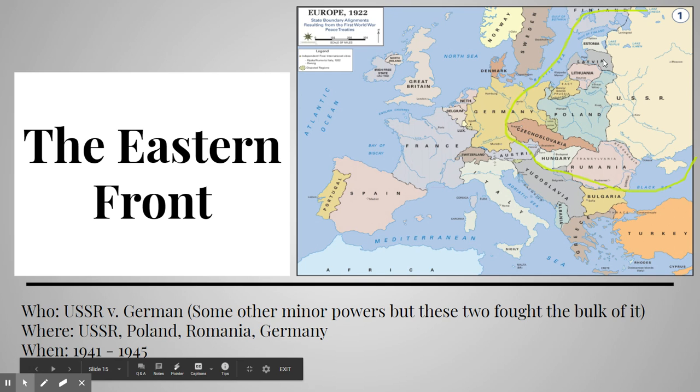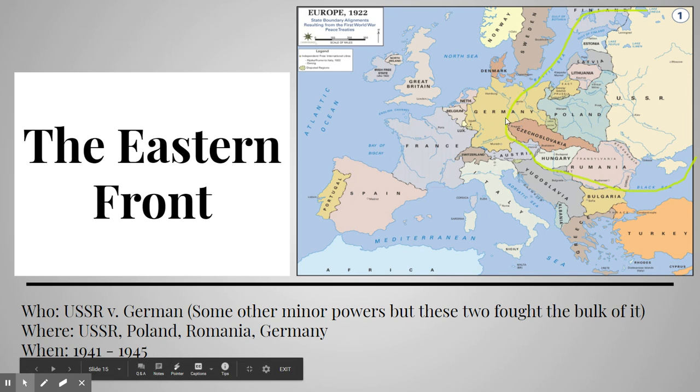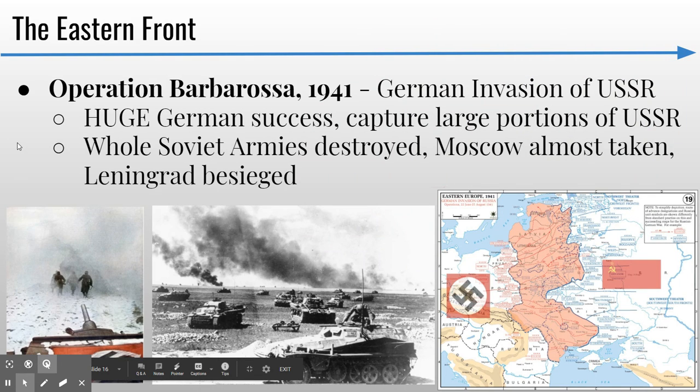And this is actually going to be the area where most German soldiers are engaged in the war. The Western Front was almost like a sideshow for Germany. This is where the big battles occur, the USSR and the Germans. And it's going to stretch from about 1941 to 1945 when the USSR and Germany go to war. So the Eastern Front kicks off in 1941 with the German invasion of the USSR called Operation Barbarossa.